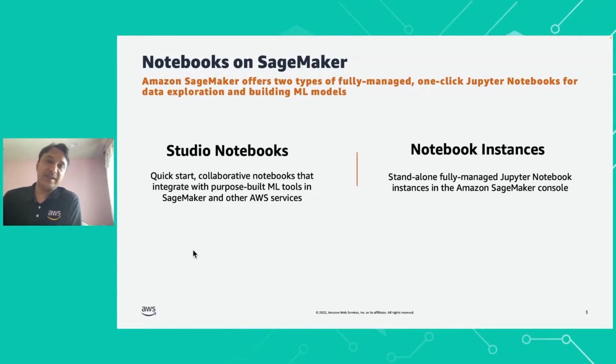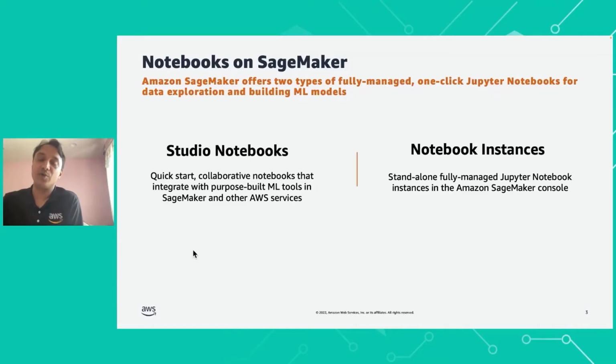So Studio Notebooks is basically a managed Jupyter notebook that's sitting inside SageMaker Studio. It offers quick start collaborative notebooks. What that means is you can actually kick off a Jupyter notebook without even having set up your compute resource. So you can just start writing some code, and then when you're ready to execute, you can then pick a compute resource. It allows you to integrate with all of the other AWS services for machine learning right from within Studio.